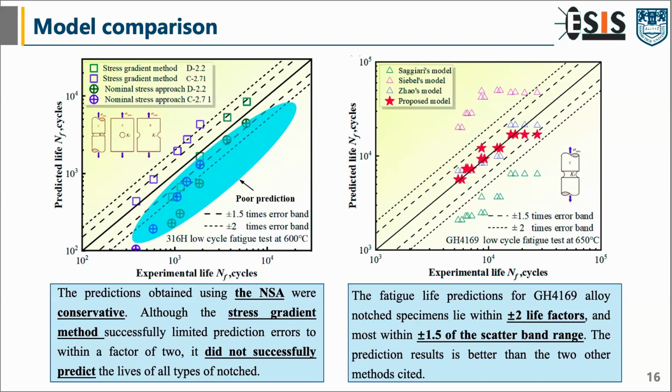GH4169 notched specimens lie within 2 life factors and most within 1.5 of the scatter band range. The prediction results are better than the 2 other methods cited.